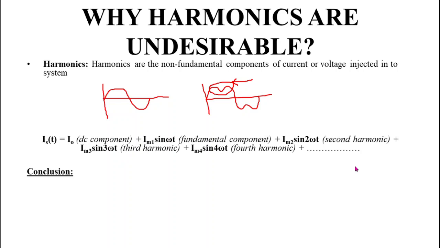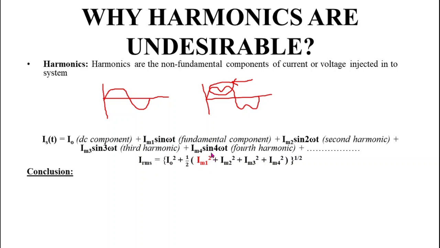So, to get the RMS value of this non-sinusoidal current, what do we have to do? We have to square and add all these RMS values. So, we will square and add the RMS values of all these individual components. Then at last we will take the square root of the whole. So what we get? IRMS is equal to the square root of I0 square plus 1 by 2 times (Im1 square plus Im2 square plus Im3 square plus dot dot dot and so on).